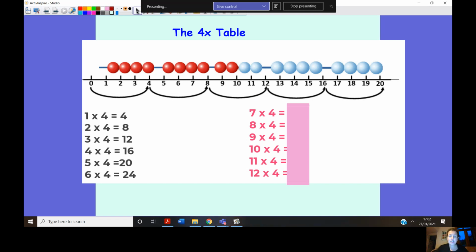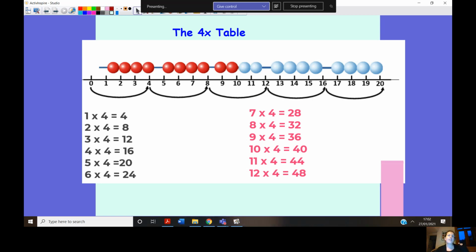Shall we carry on counting? So 24, I'm going to add 4 on from 24: 25, 26, 27, 28. Can we go next? 28, 29, 30, 31, 32, 36, 40, 44, 48. Again, they're all even.